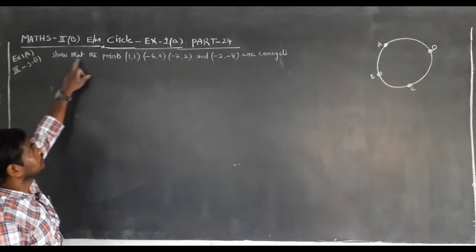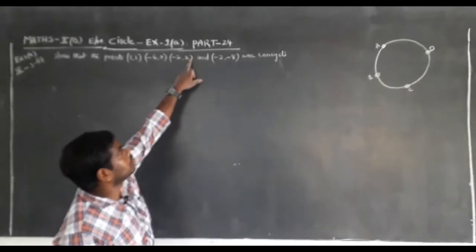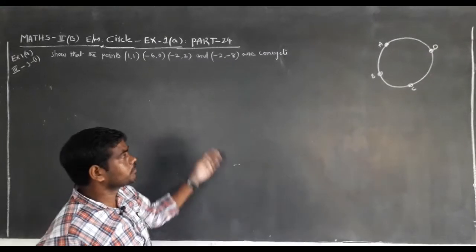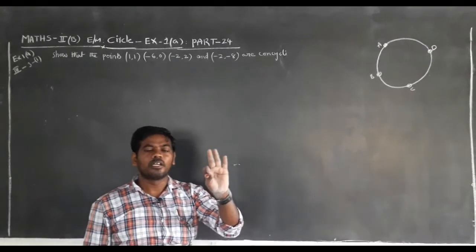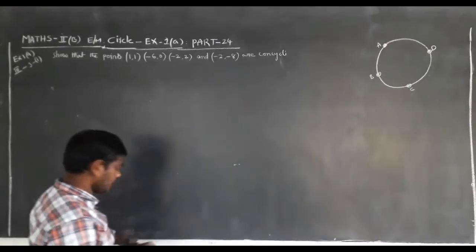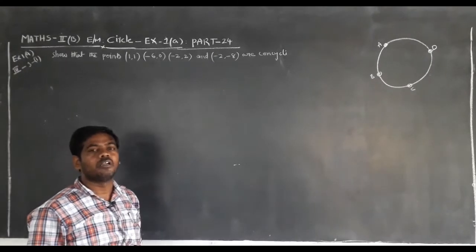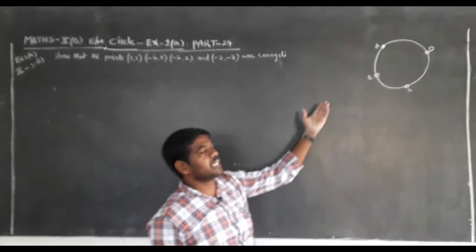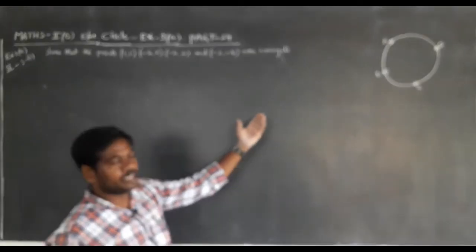Here, show that the points (1, 1), (-6, 0), (-2, 2) and (-2, 8) are concyclic. In this process, first of all we find the equation of the circle passing through any 3 points, and show that the fourth point satisfies the equation of the circle.